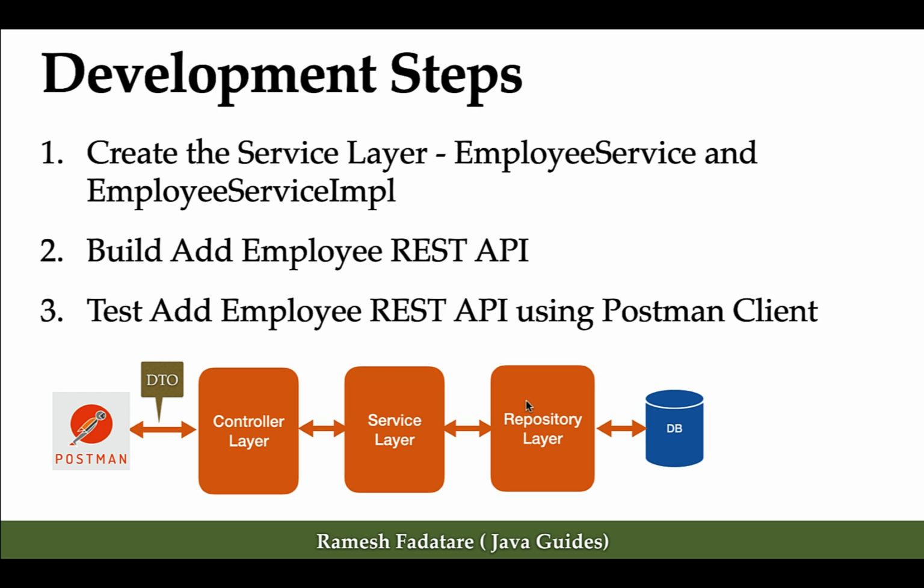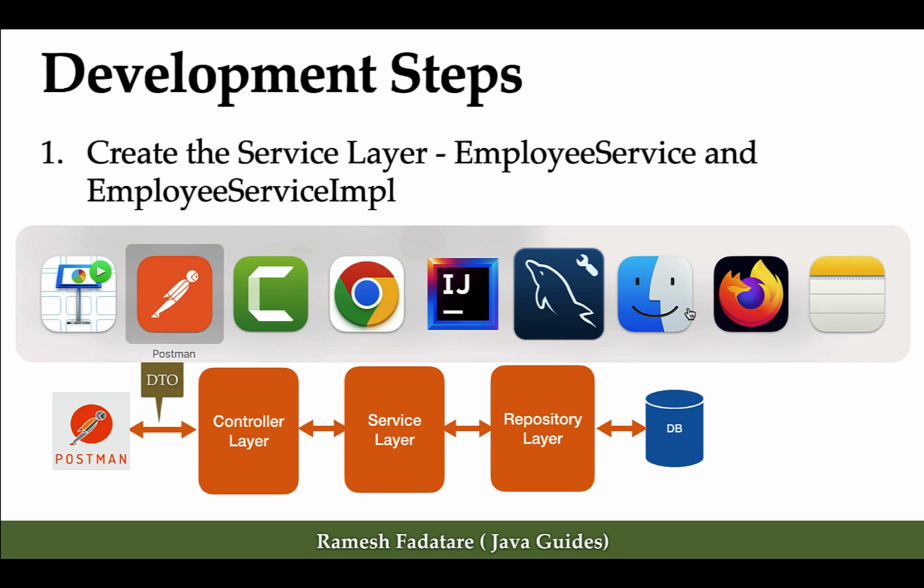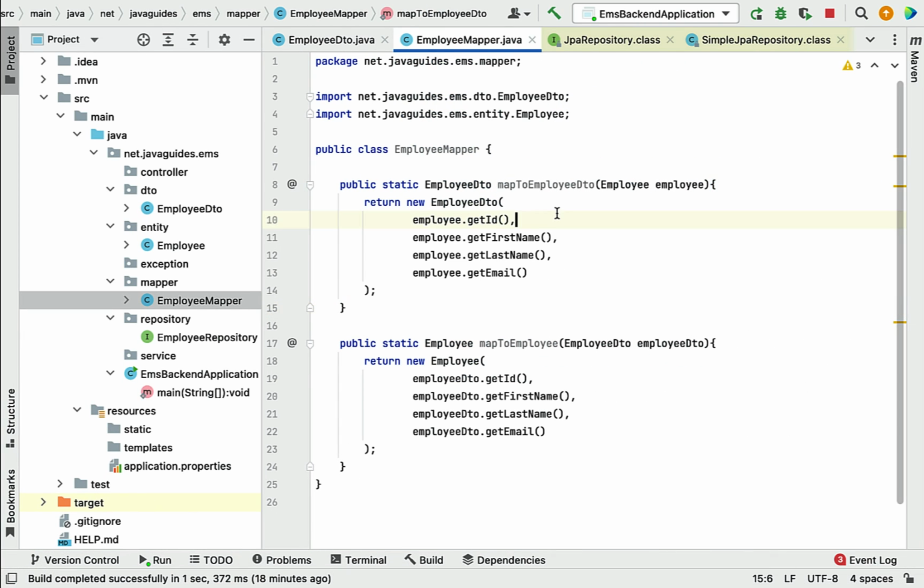Well, we have already created the repository layer, so we don't have to write any methods in a repository layer as of now. So let us first create the service layer, and then we'll build the REST API in a controller layer. Okay, so create the service layer, like we'll create an employee service interface, and then we create an employee service IMPL class that implements employee service interface. Next we'll build the add employee REST API in a controller layer, and next we'll test this add employee REST API using Postman Client.